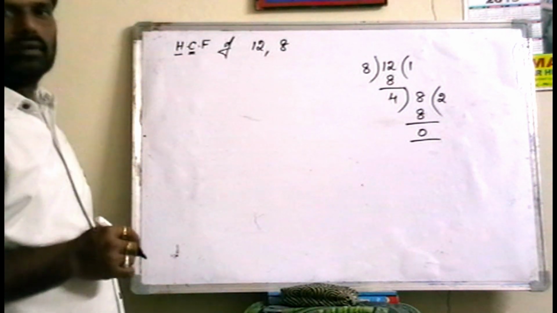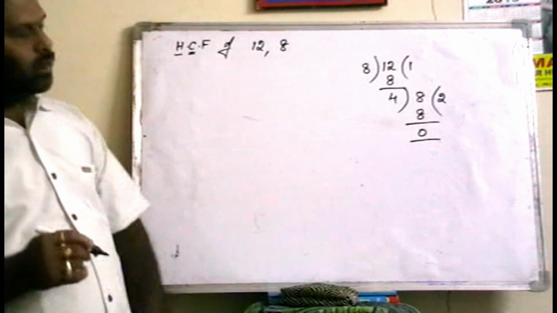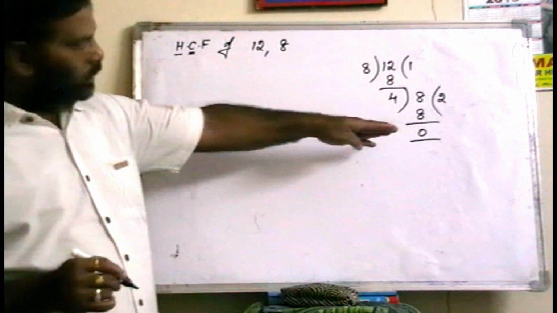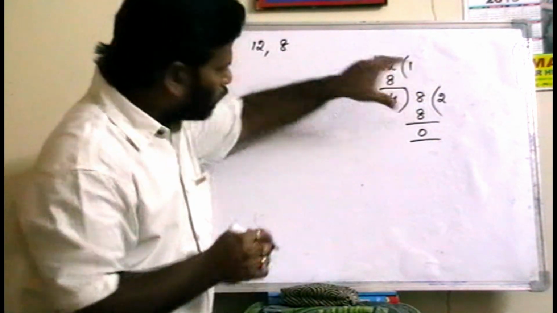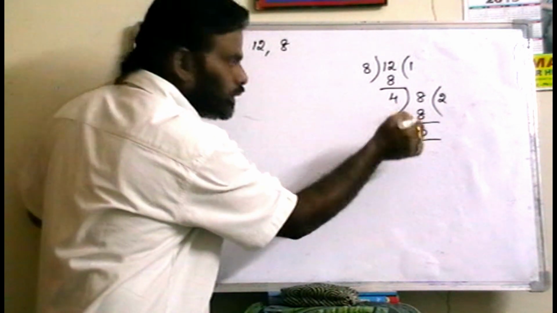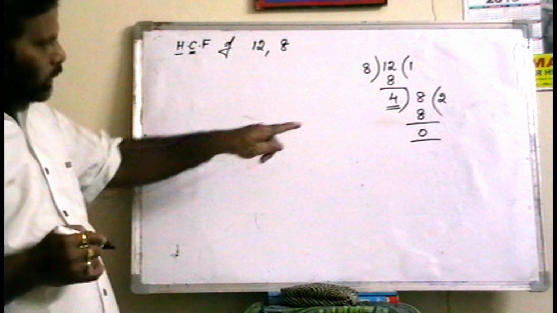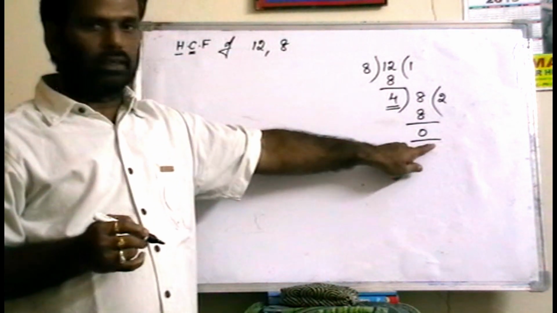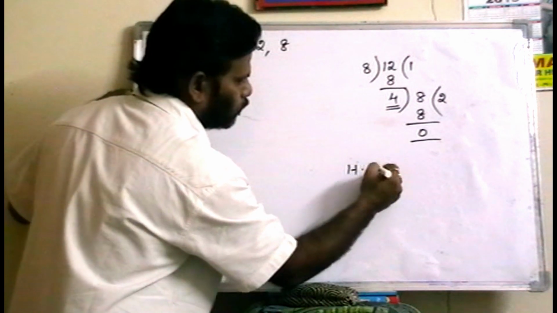Good. Now the remainder is 0. We cannot continue this process, because the remainder is 0. At this stage, where the remainder is 0, the divisor is 4. Now the 4 is called the HCF.